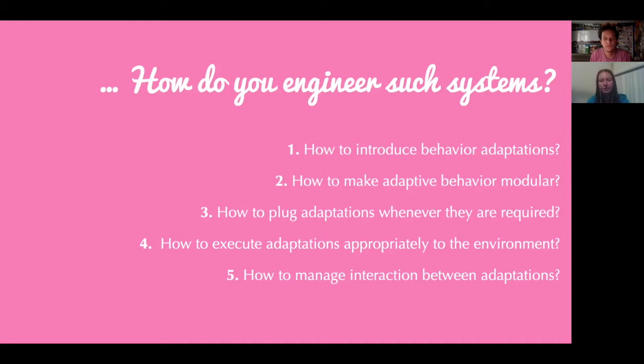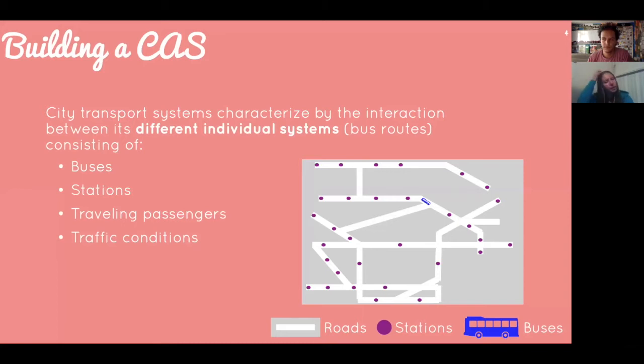To demonstrate our proposed way of building CAS, we use a concrete example of a city bus management system throughout the presentation. The system is composed of different individual subsystems, which are, in our case, bus routes that interact with each other. Each bus route is further composed of individual buses and stations, and it has passengers, where stations and passengers may be shared with other bus routes.